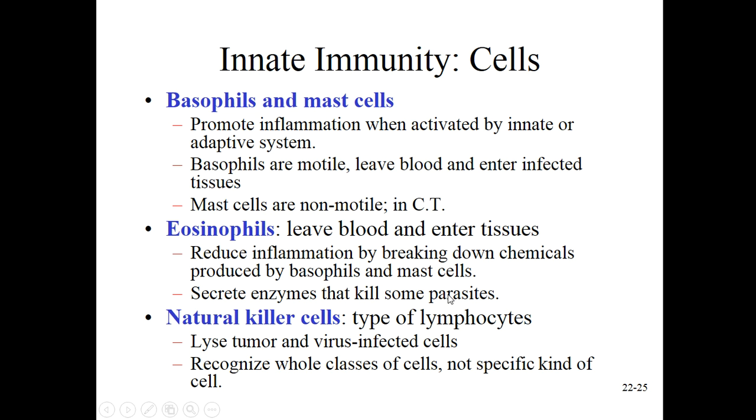Natural killer cells are virus and cancer fighters, and they're a type of lymphocyte, but they don't need to be specifically trained onto an antigen. They will recognize a cancer cell without having seen it before, and they will recognize a cell infected with a virus even if they've never seen that virus before. And they do that with a special little tag on the cell. We'll talk about that in a little bit. It's called an MHC class 1.